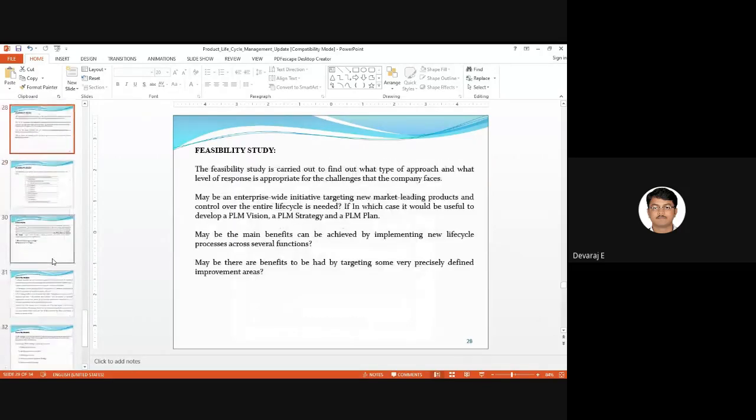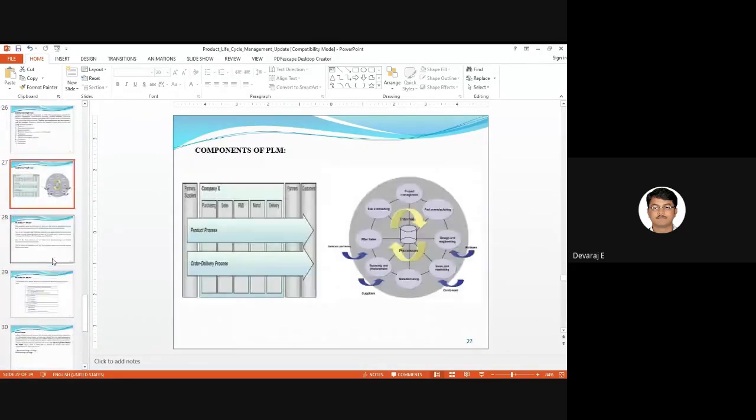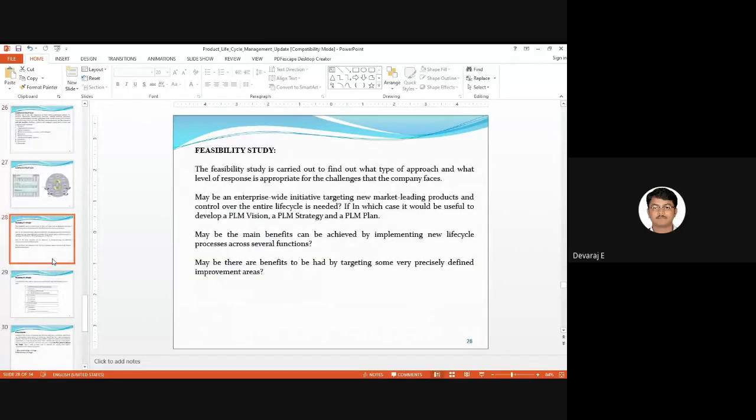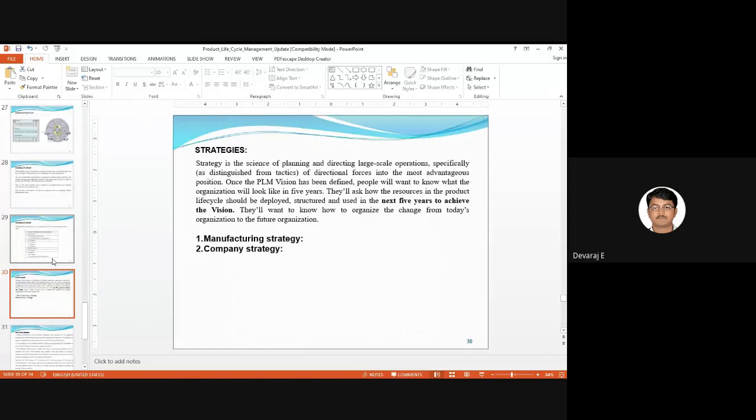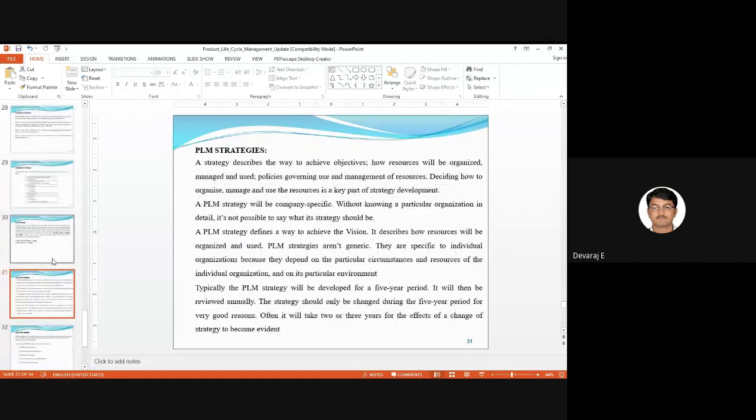If you have any doubts from today's feasibility study and these strategies, you can ask me, students. No doubt, sir. Okay, tomorrow we will go for PLM strategies.